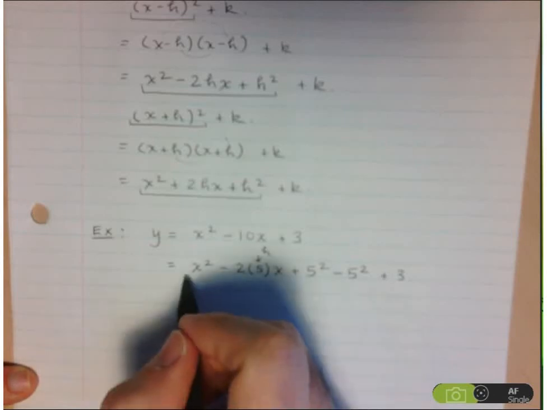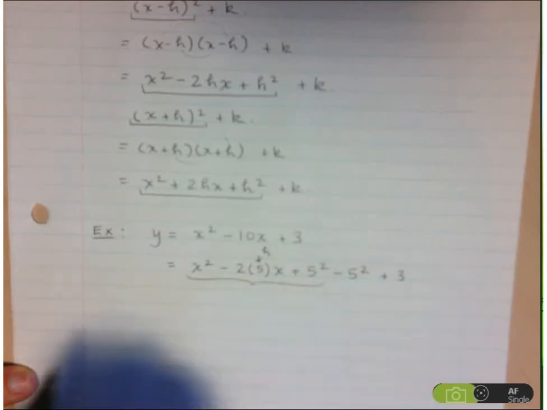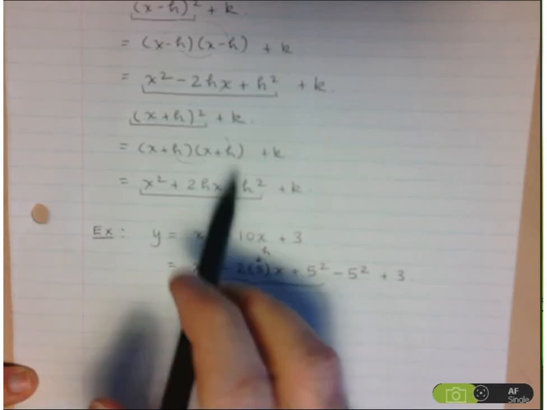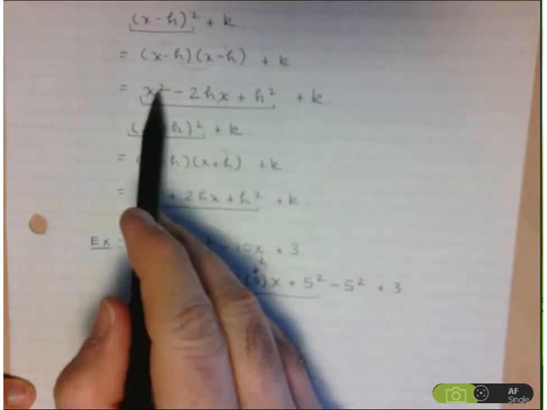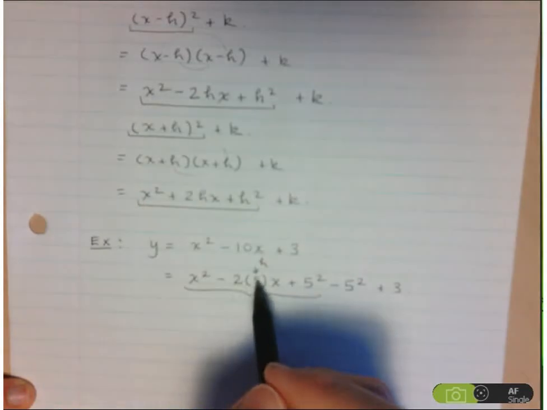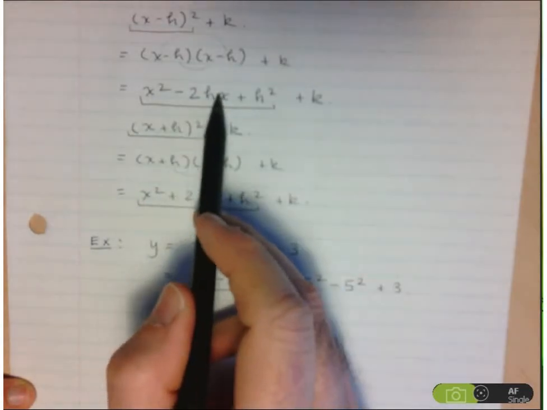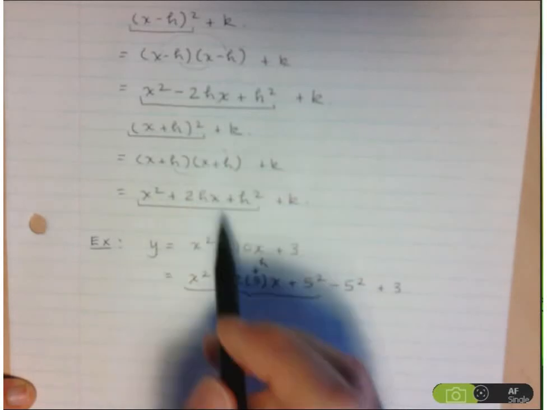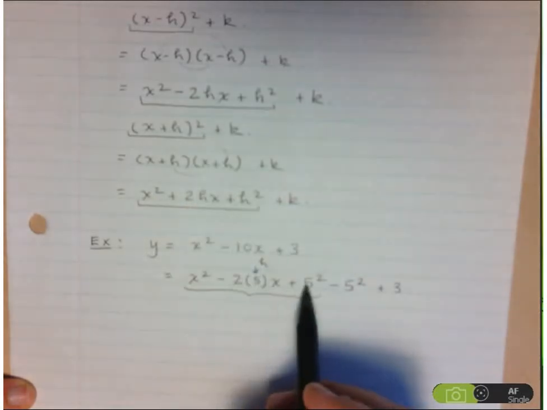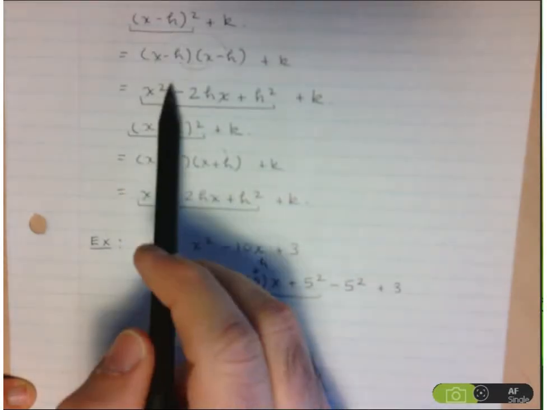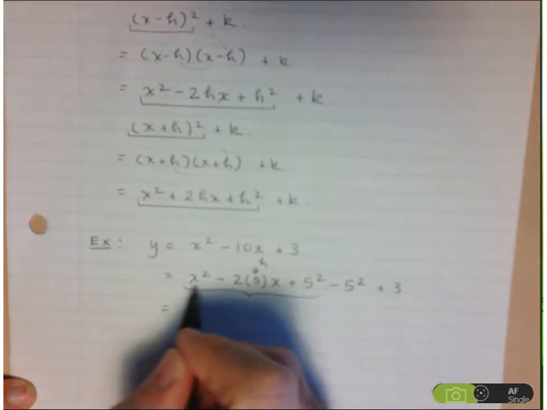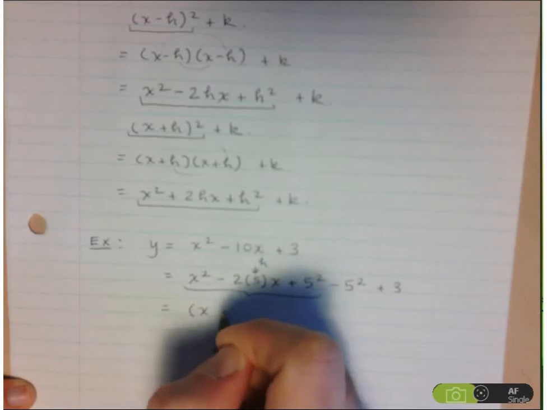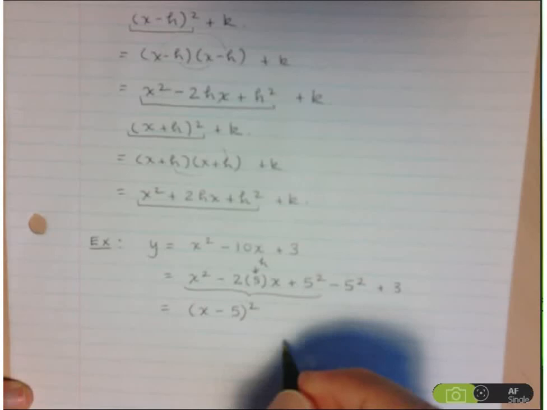Now, why this is useful is because if I look at the first three terms, it's exactly the format I need to get my perfect square. I have x squared, minus 2 times 5x, 2 times hx, so h is equal to 5, and we've got the plus h squared, plus 5 squared. So, judging by this equality up here, I know that the first three terms of this expression just factor perfectly as x minus h, which in this case is 5, squared.